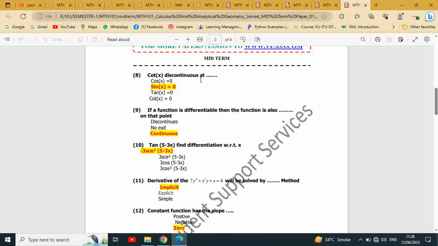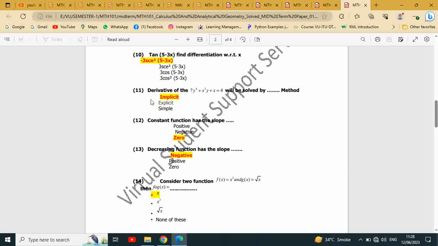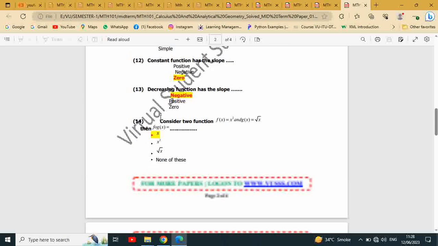Cotangent x is discontinuous where sin x is equal to 0. If the function is differentiable, then the function is also continuous. Tangent of 5 minus 3x: find differentiation with respect to x, minus 3 secant square of 5 minus 3x. The derivative of 7 by 4 plus x cube y plus x is equal to 4 will be solved by the implicit method. A constant function has a slope 0. A decreasing function has a negative slope.